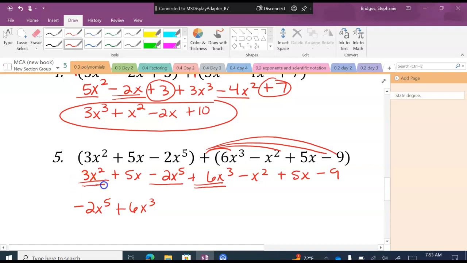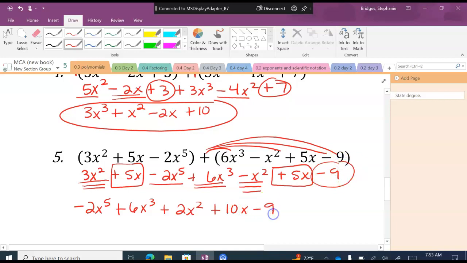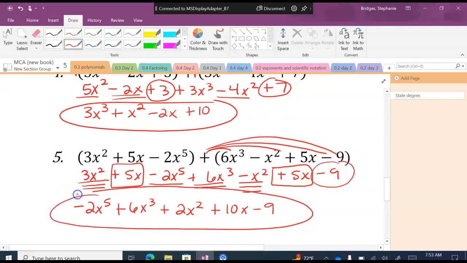Then I have x squareds. I have a positive 3x squared and a negative 1x squared, which gives me a positive 2x squared. Then I have a positive 5x and a positive 5x, which is going to give me positive 10x. And then all I have left is that 9, nothing to combine it with. So in standard form, my polynomial is going to be a negative 2x to the 5th plus 6x to the 3rd plus 2x squared plus 10x minus 9.